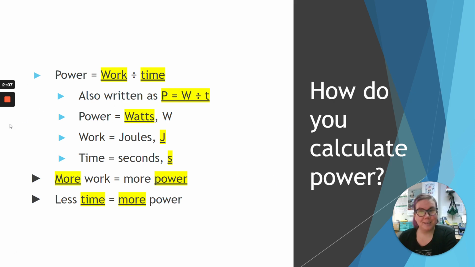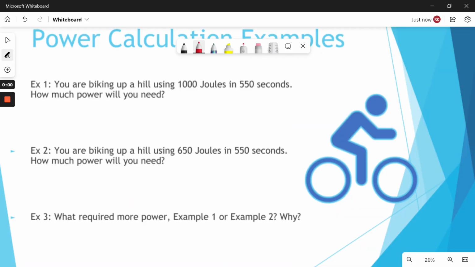All right, now we're going to move into some examples. All right, here are our calculation examples. So first, let's recall our equation for power. We just learned this, right? So power is work divided by time. So now we're going to do our example here. So number one, you are biking up a hill using 1,000 joules in 550 seconds. How much power will you need?